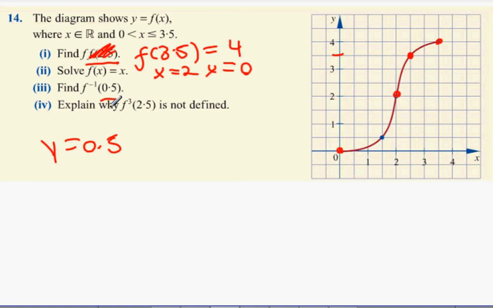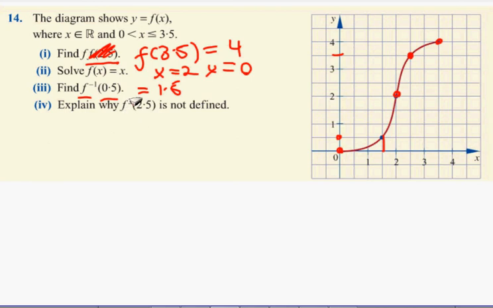It's meant to be x equals 0.5, yeah? It would normally be x equals 0.5, but because it's f inverse, it represents y equals 0.5, because the y and the x values interchange when you do an inverse function. So the answer to this one is 1.5.